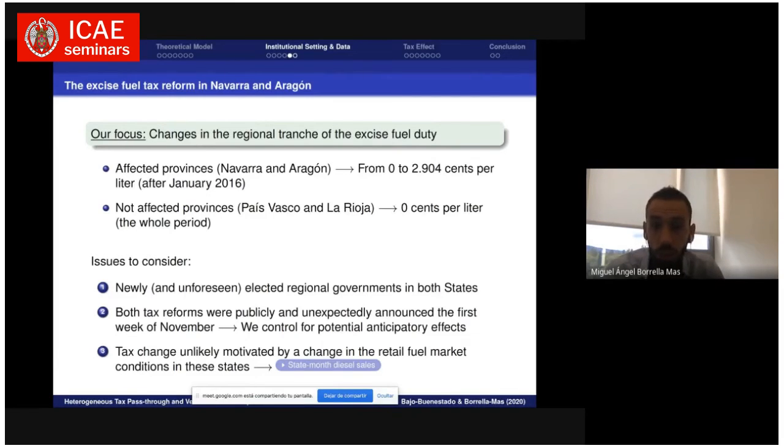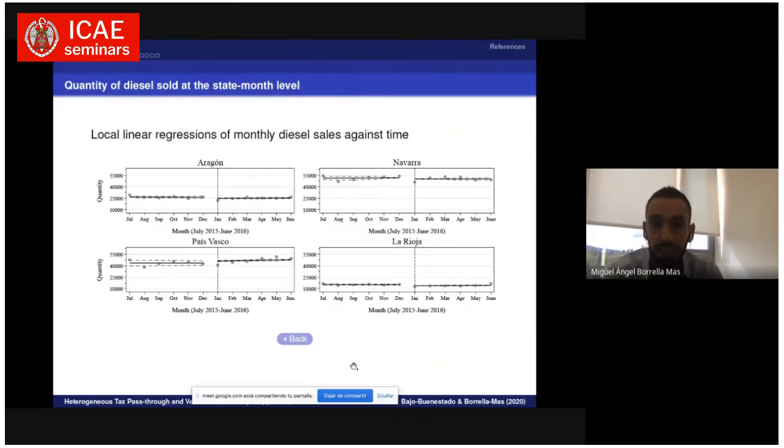Finally, we also show in the appendix that the tax change is unlikely to be motivated by a change in the retail fuel market conditions in these states. And here we can go very quickly. We provide some local linear regressions of the monthly diesel sales against time. Basically, we observe the same pattern in the 4 states, no matter whether they are affected or not, in the quantity of diesel sold at the state-month level. Unfortunately, we don't have data on the quantity sold at the gas station level, so we don't have daily data. This is the best we can do with quantity data. Okay.